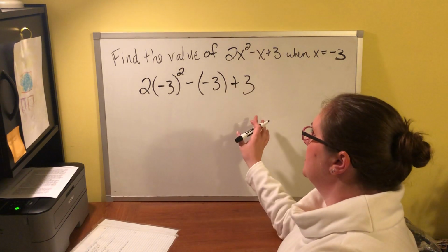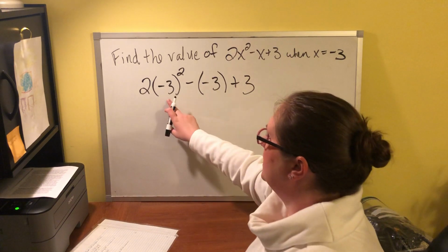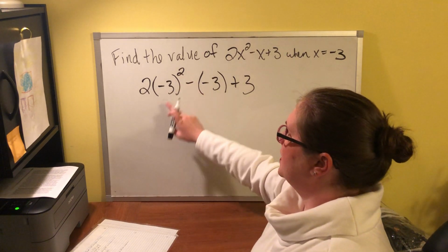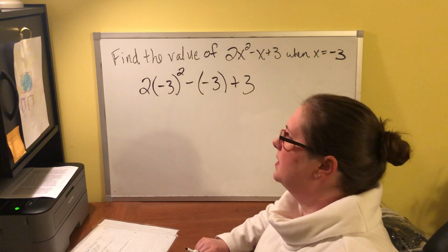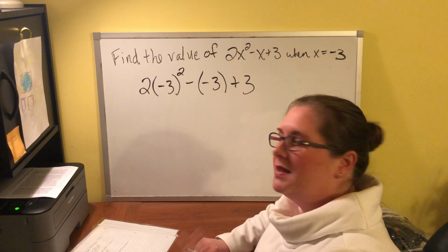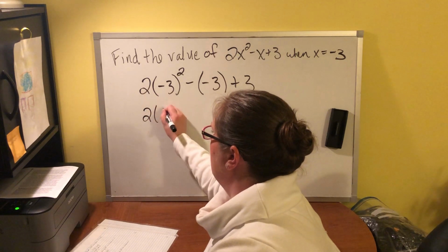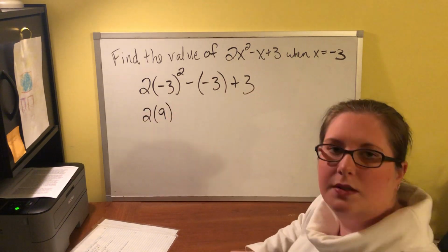Now we can go ahead and simplify. So we did this before. I have a negative 3 squared. The negative's in the parentheses, so you're including it. So this is negative 3 times negative 3, you end up with positive 9, okay?